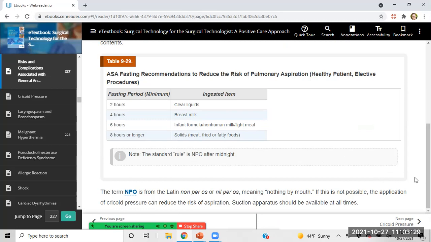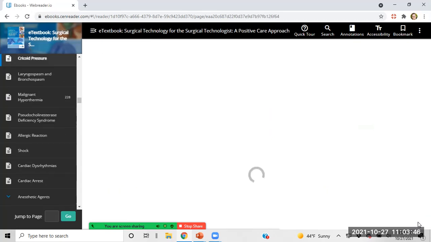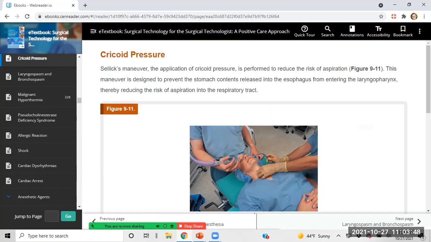So you can see here is the level of fasting that's required. And like I said, everyone is 8 hours or longer for solids. And there's the NPO.